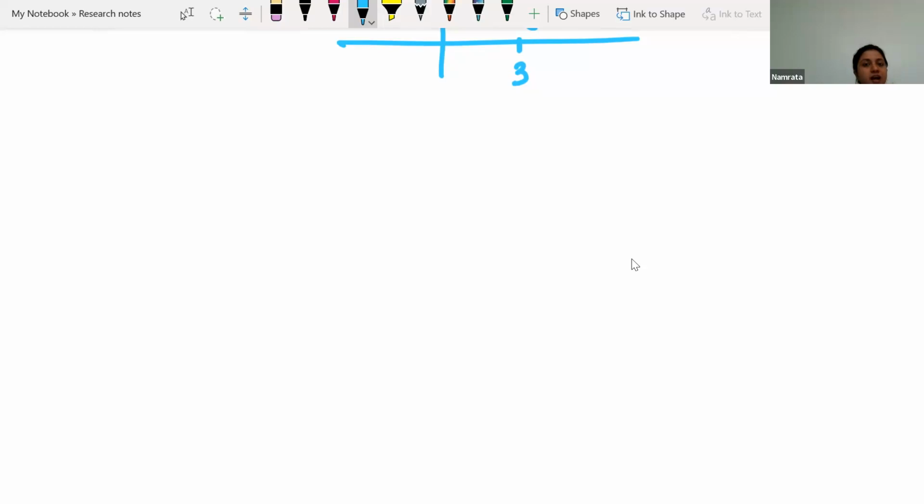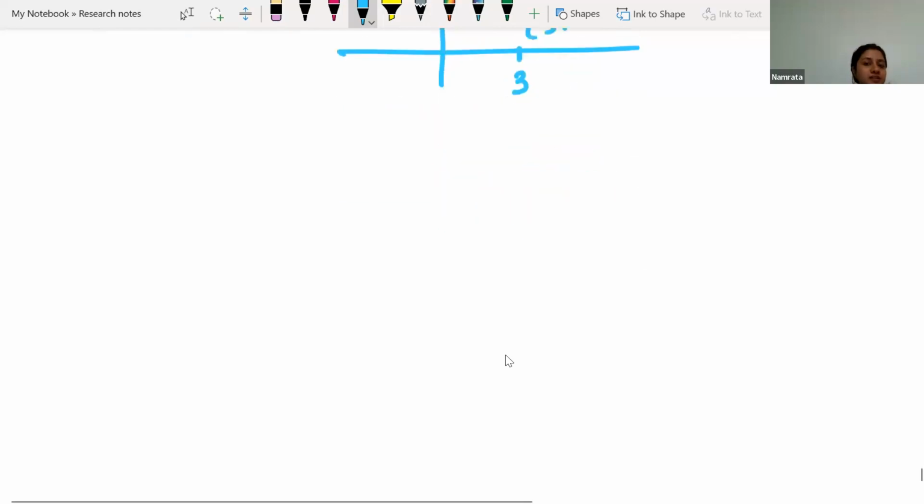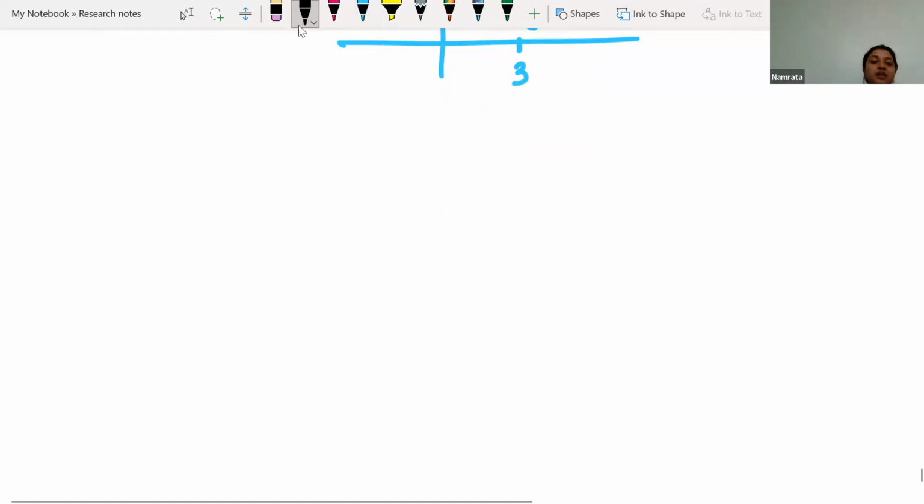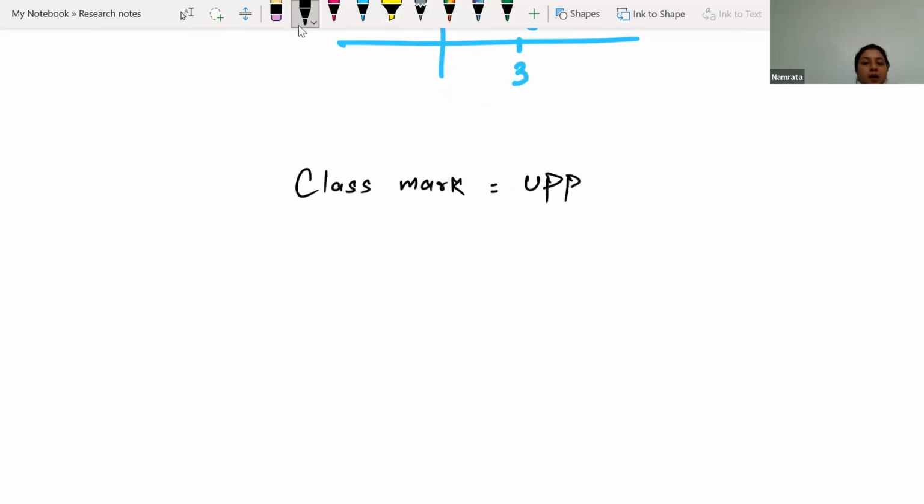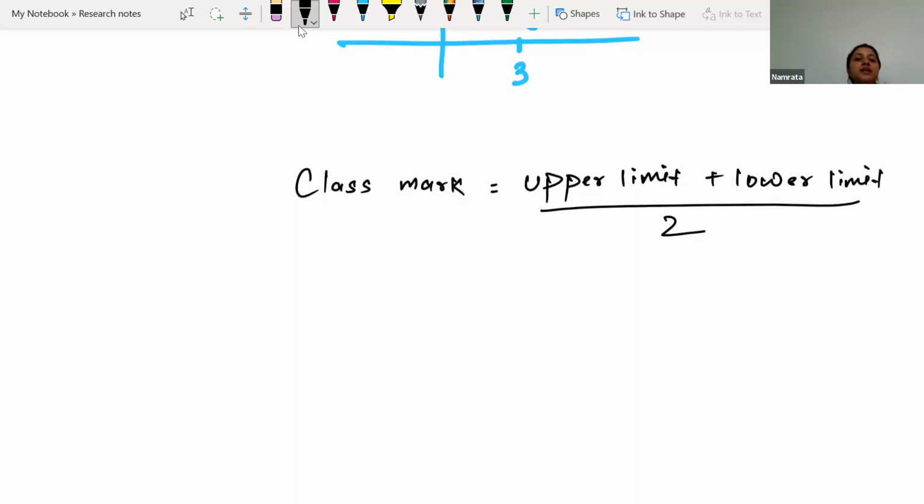As Yatika asked, taking the midpoint is important over here, and for that we have one formula. The midpoint of each and every class interval has a name called class mark. Class mark means the midpoint. For that we have the formula: upper class limit plus lower limit, divided by 2.